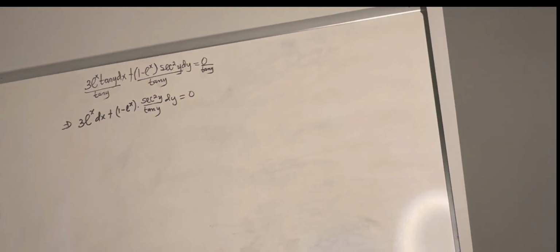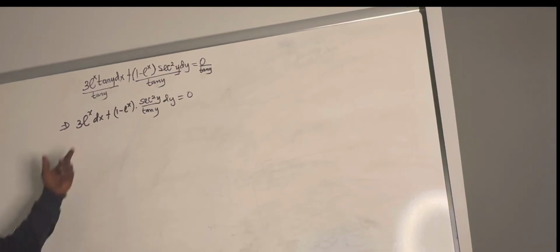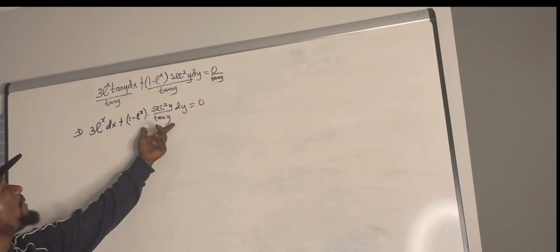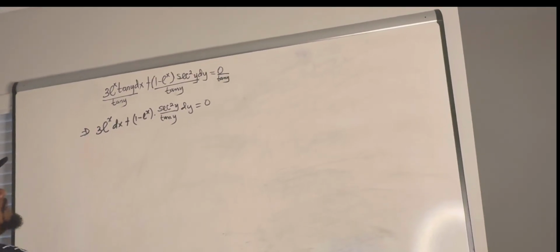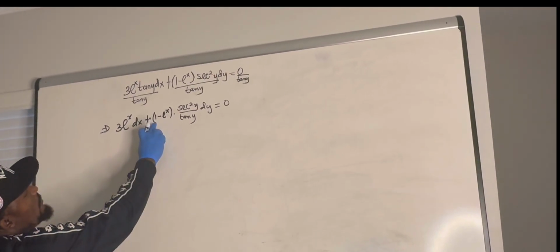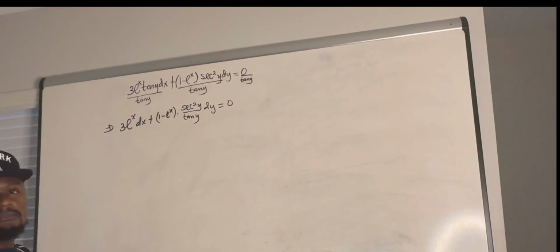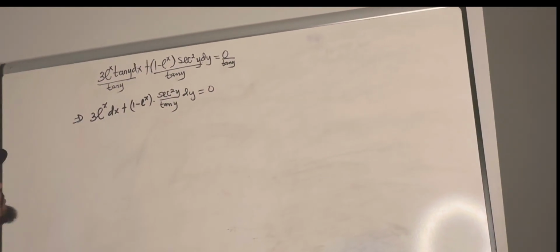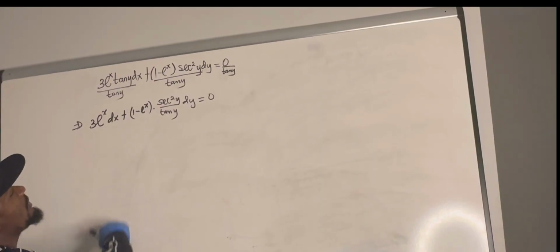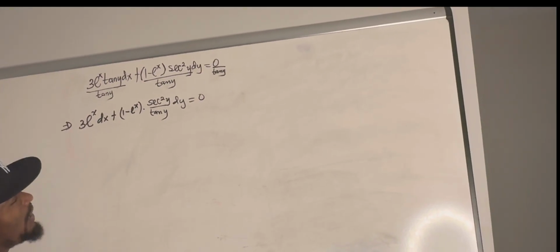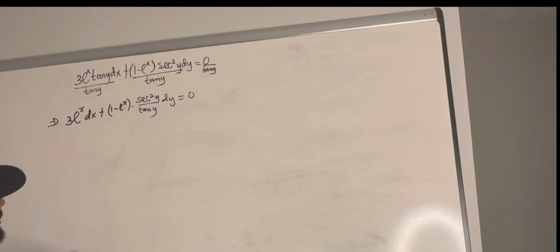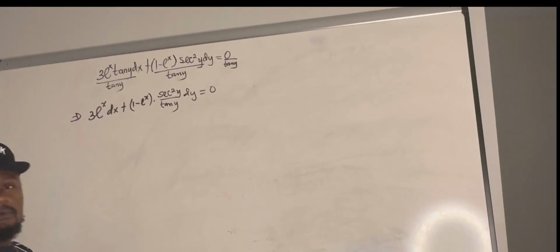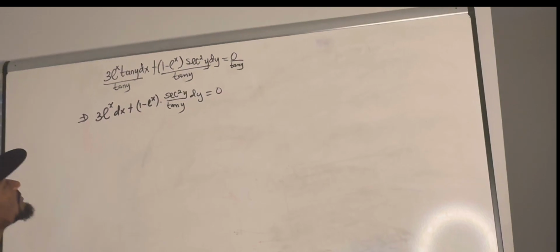Now, we can see that the first term here depends only on x, but the second term depends on x and y. Now, it is easy for me to get rid of 1 minus e^x. And how can we do that? We can do that by multiplying each term by (1 minus e^x) to the power of -1, or we can go ahead and divide each term again by 1 minus e^x.